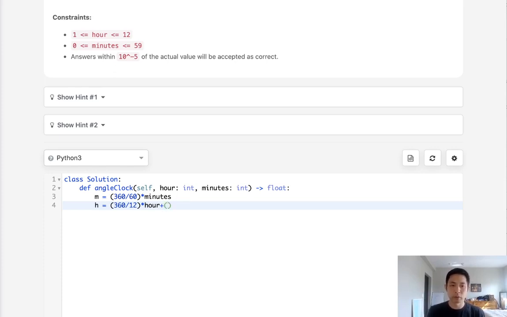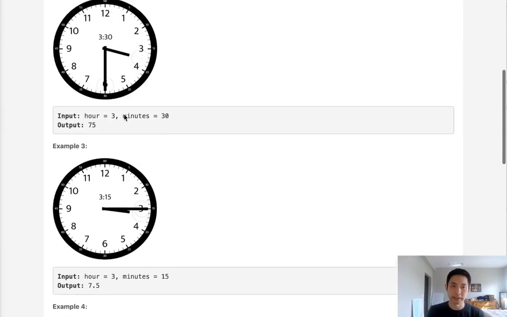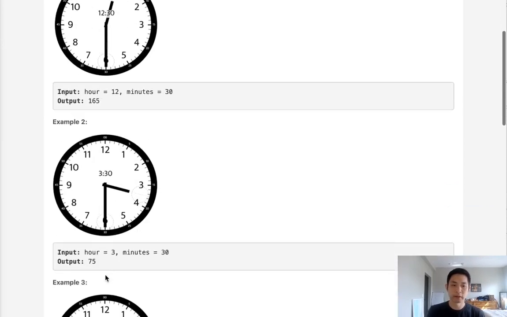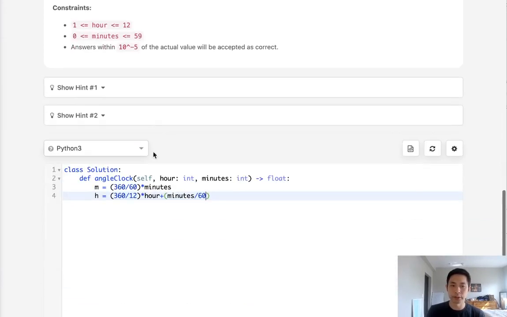Okay, well, let's think. First, let's find the fraction of how many minutes it's at. So since there are 60 minutes, we can say minutes divided by 60. That is the amount that it's at around the clock. So if it's at 30, that would be half. If it's at 45, that would be 3/4, and so on and so forth. And really all we need to do is add that fraction amount to however many degrees there are between hour to hour. And if we recall, that was 30 degrees, right?